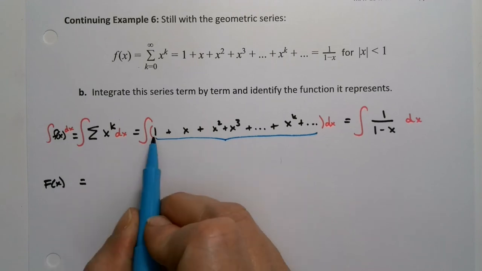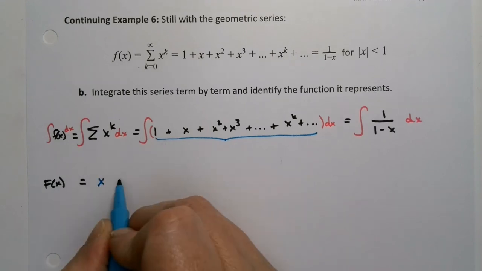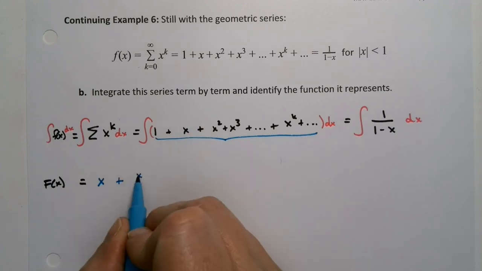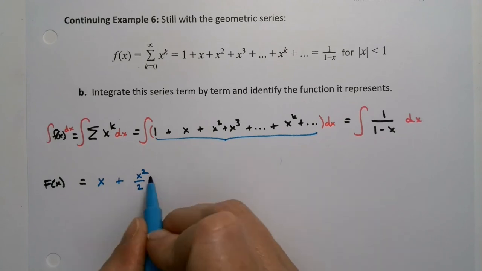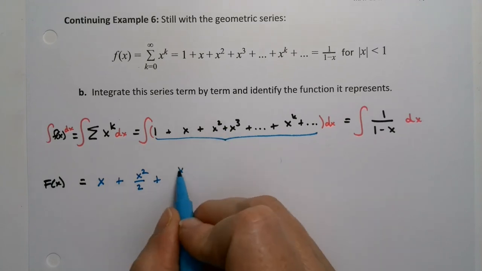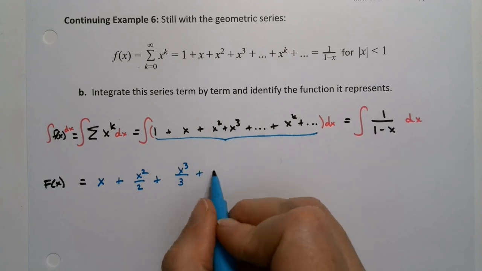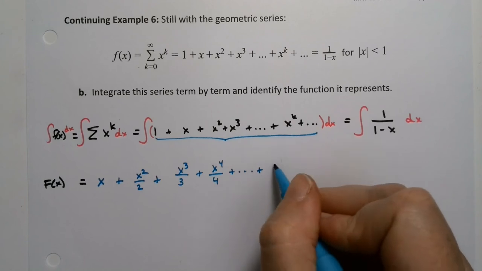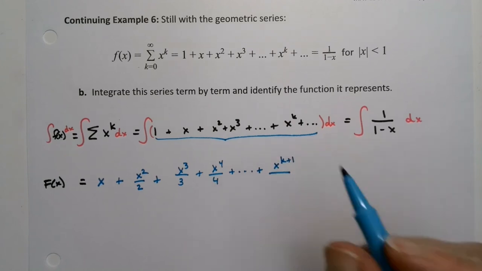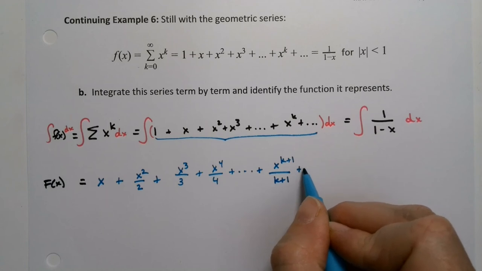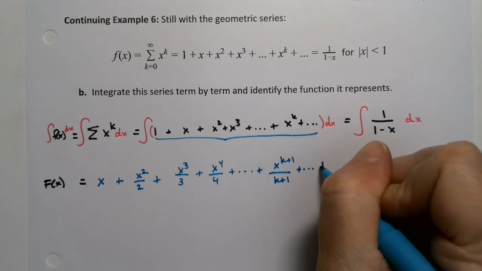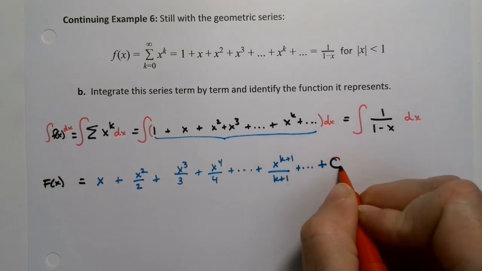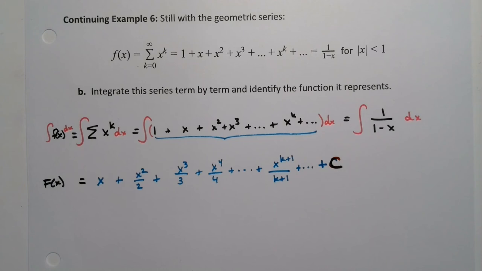All right, so if I integrate 1, that would be x plus, and then I integrate x, so I add 1 to the power, that would be x squared divided by 2, plus x cubed divided by 3, plus x to the 4th divided by 4, and then you continue in that vein. This would be x to the k plus 1 over k plus 1. And we would continue. And then there will be a plus c at the end of this, right? Because we're integrating and it's an indefinite integral, there will be a constant added in. We'll figure that out in a little bit.